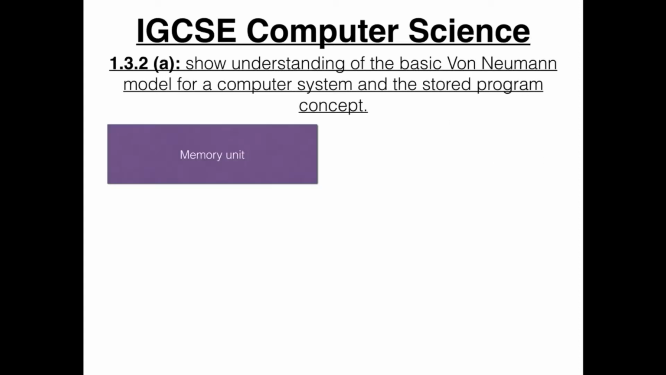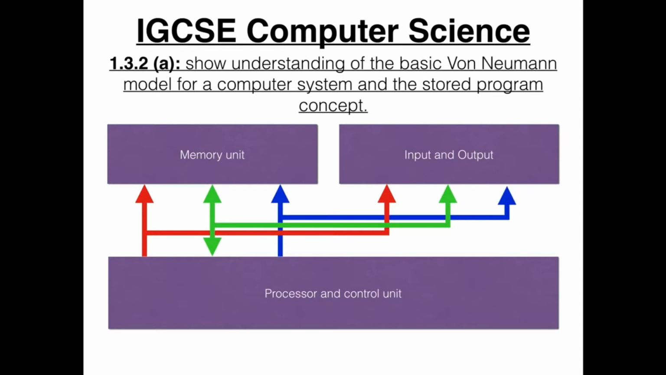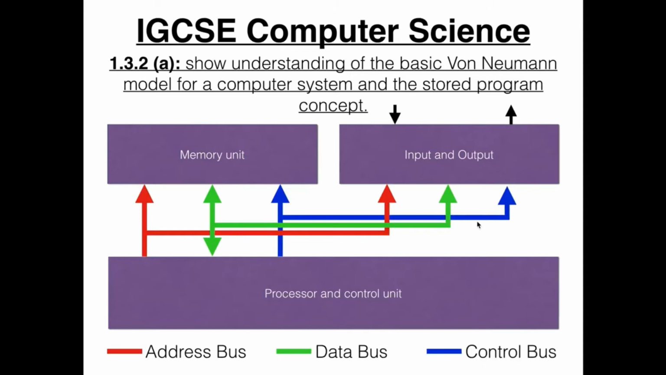This is a basic model of the architecture that he thought of. We get the memory unit, input and output, the processor and control unit. These are all linked together with these wires, called buses. The red is the address bus, green is the data bus, and the blue is the control bus. And this is, of course, input and output, which we'll get to.